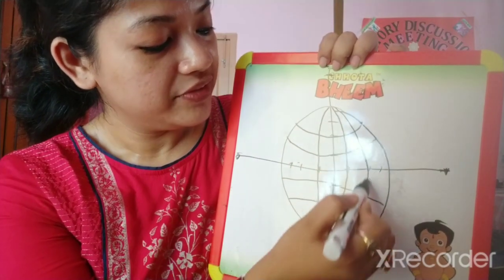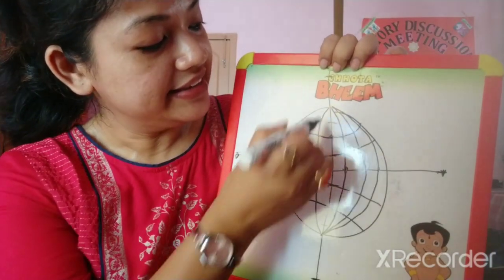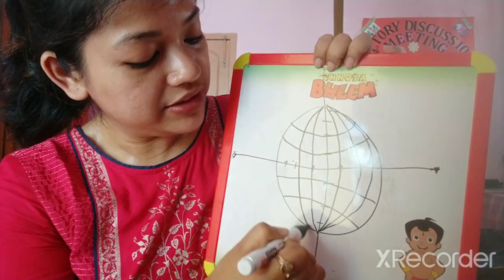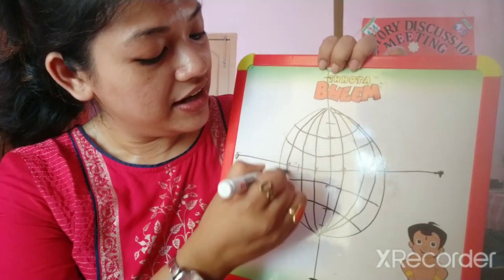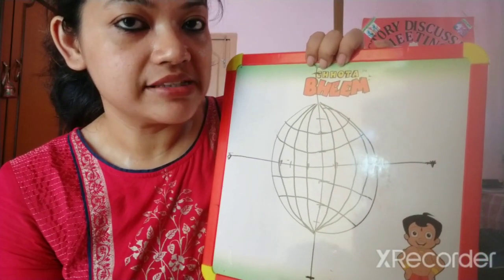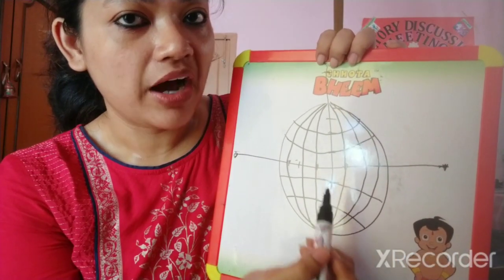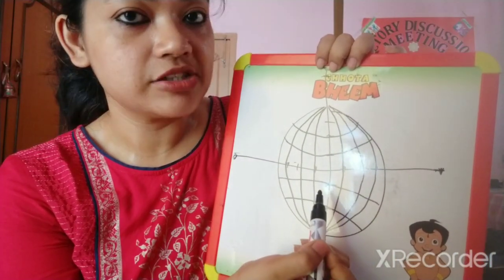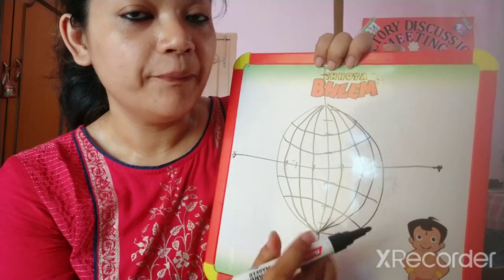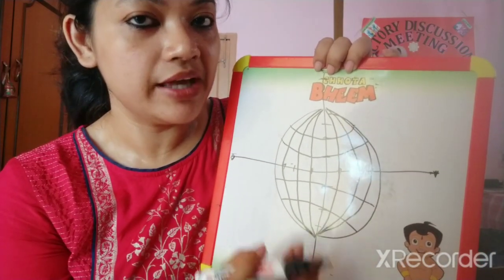So the projection will look like this: none of them is a concentric one, rather they are non-concentric arcs of circles, and here all the meridians are intersecting all the parallels of latitude at right angles. Therefore it becomes a conformal projection, that means the shape is being preserved.